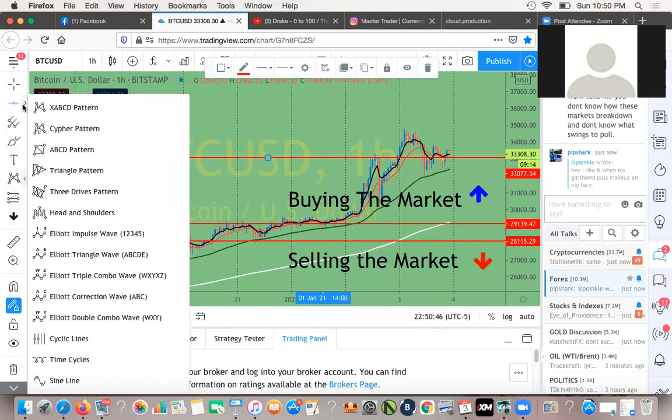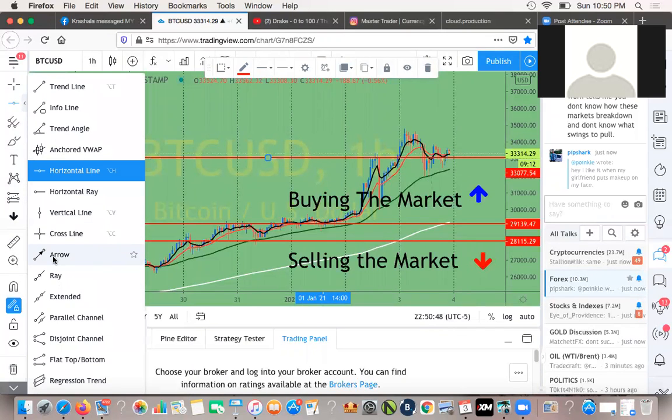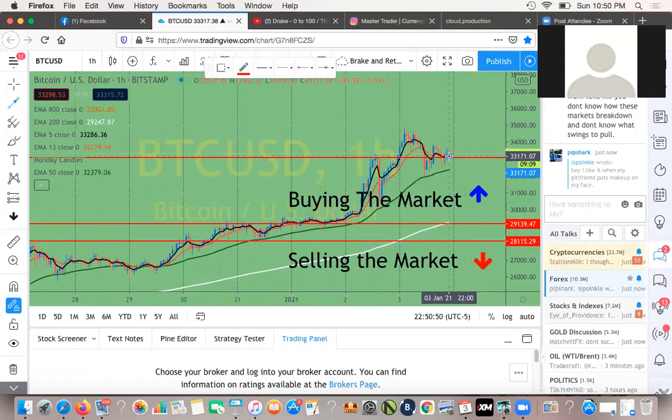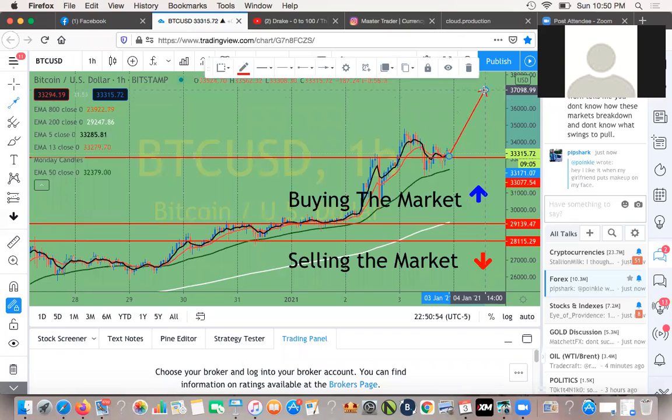And like I said, once you learn the market, once you learn what's going on, it's going to be easy money to you. You're going to literally be printing your own money from the markets.